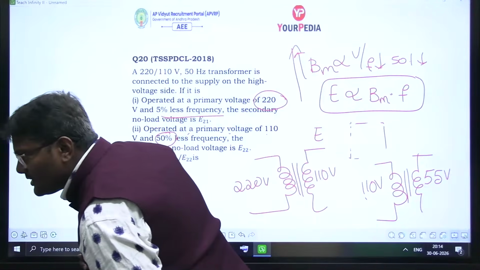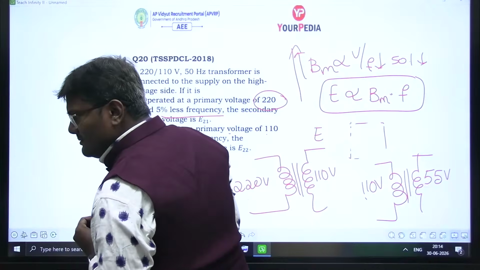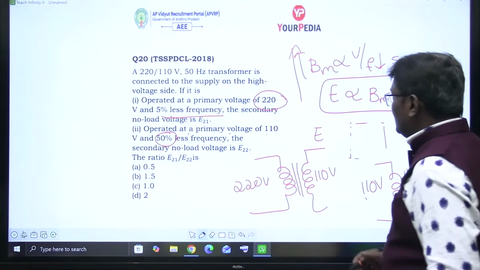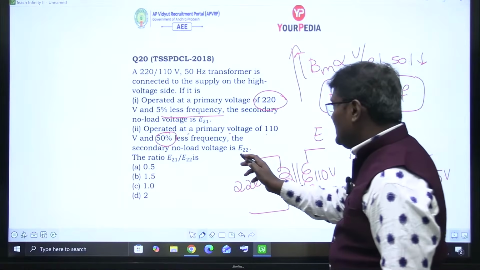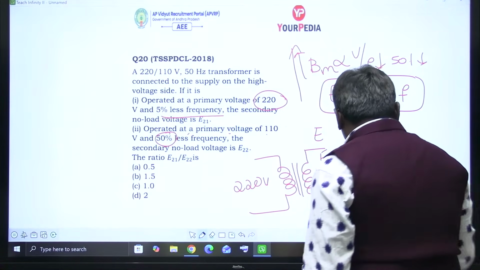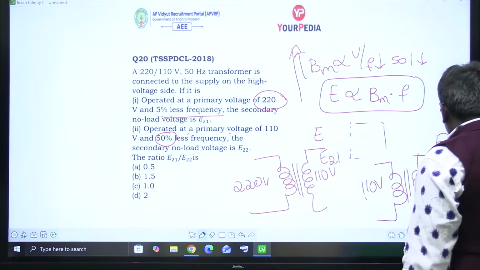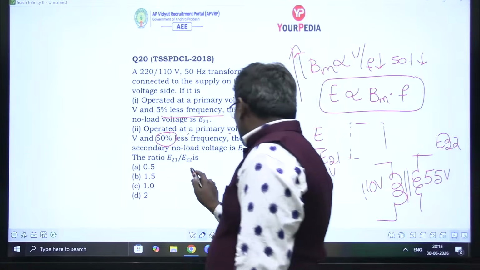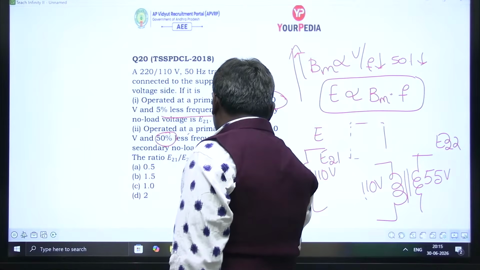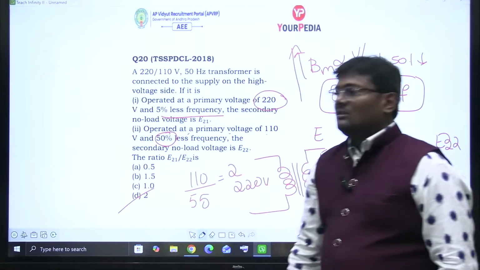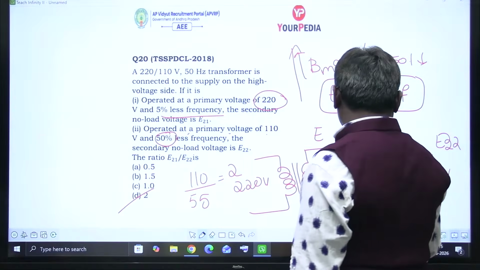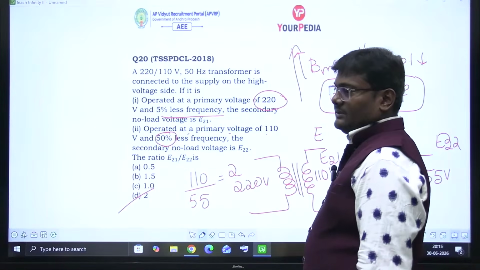Now, so 19B should be okay. So now what is this answer? Tell me. So he is asking E21 by E21 by E22. E21 is the input and E22 is the output voltage. Now 110 by 55. So what is the answer here? 2. The answer is 2. D. Okay. The answer is D.